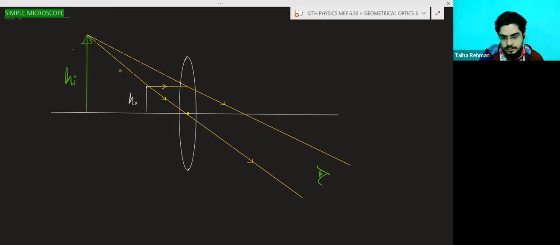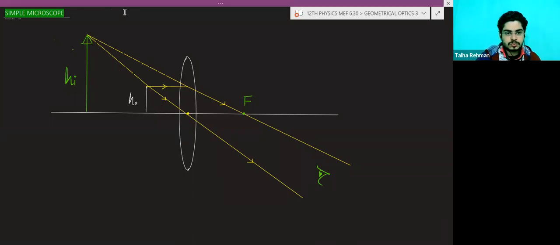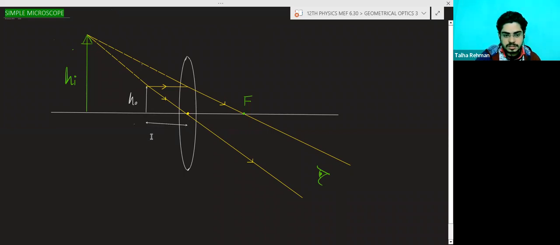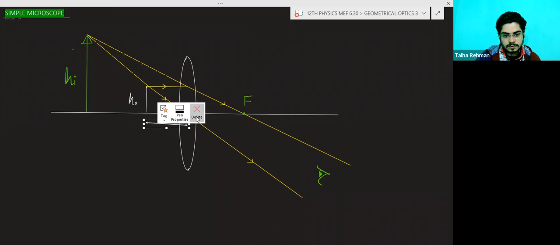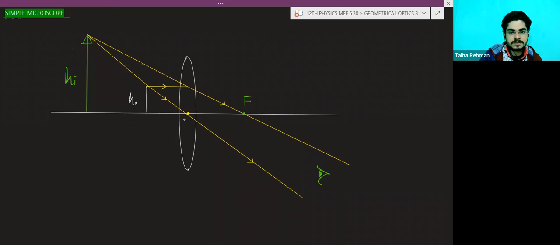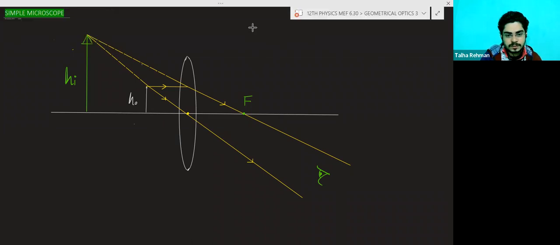This is your eye. This is the focus. Now the object is placed here. This is the object. So we will mark the object distance. This is the object distance, because your eye will be nearer to this lens. So object distance I will represent with UE. You can represent it with another symbol.